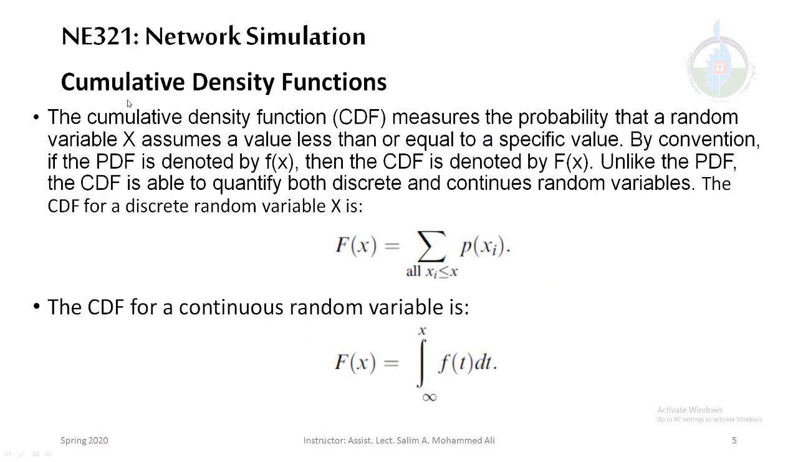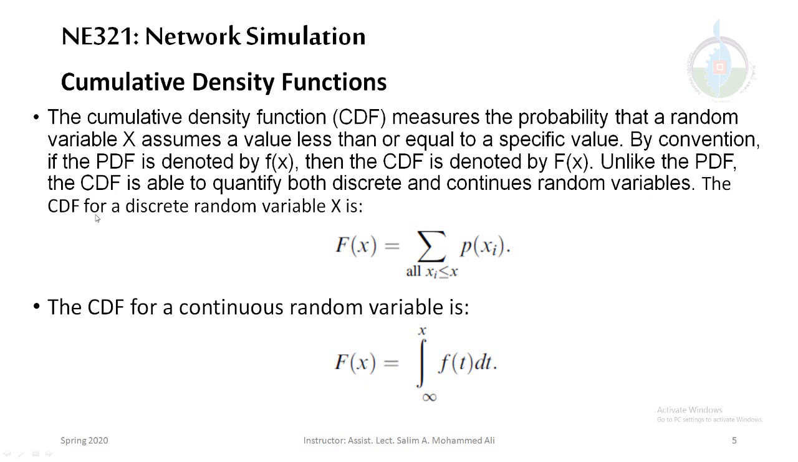Now we can discuss cumulative distribution functions as well. The cumulative distribution function, CDF, measures the probability that a random variable x assumes a value less than or equal to a specific value. By convention, if the PDF is denoted by small f of x, then the CDF is denoted by capital F of x. Unlike the PDF, the CDF is able to quantify both discrete and continuous random variables.